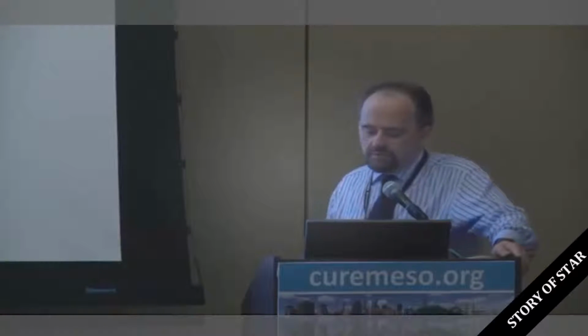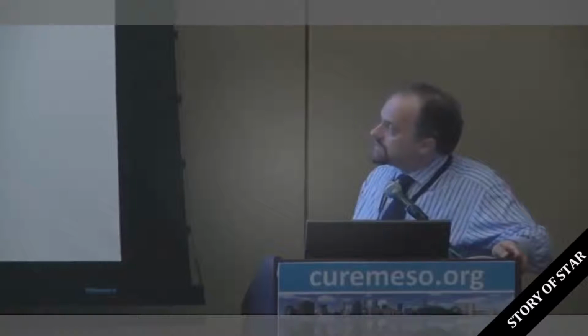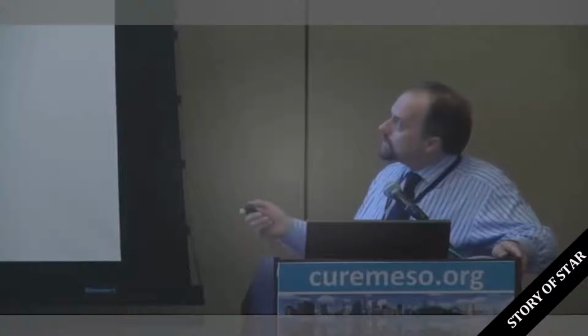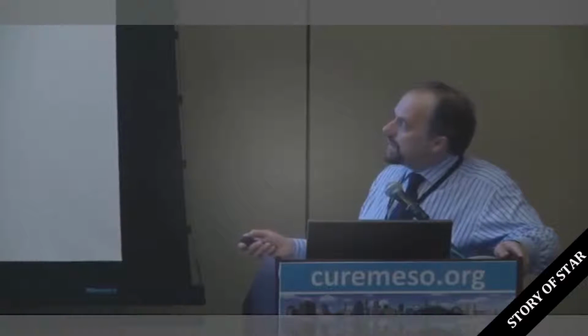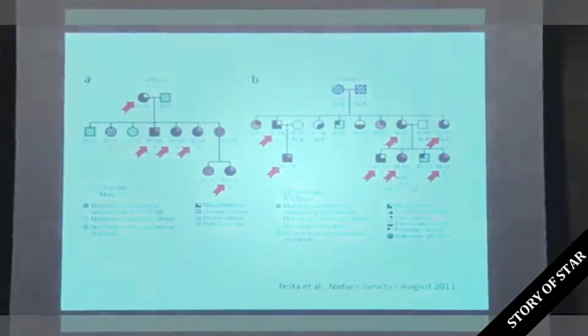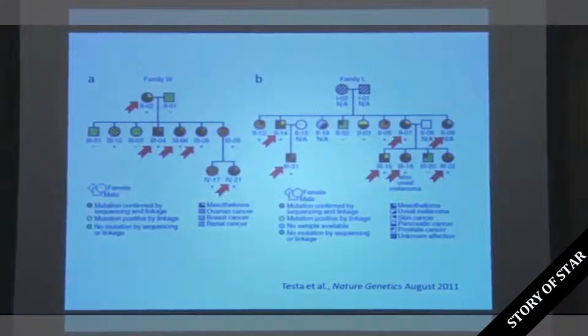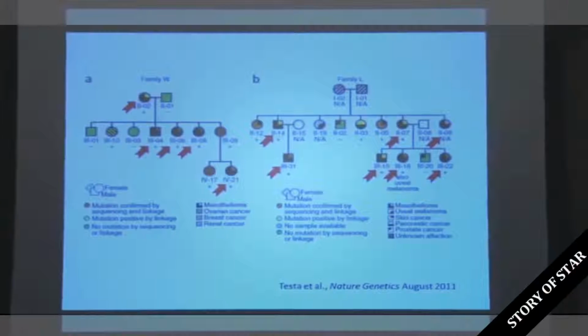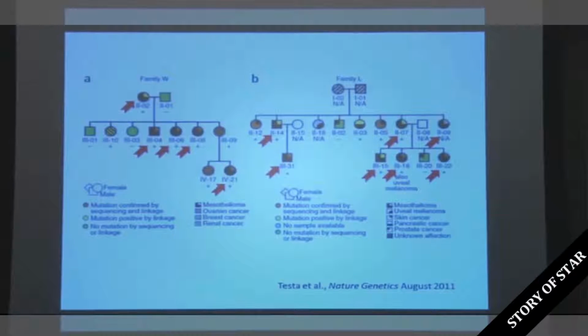So here's an example of the families from Joe Testa's report. Here you can see, just to simplify, I've indicated with the red arrows the family members who had mesothelioma. So you can see this very intense familial clustering of mesothelioma. Also note that some family members also had uveal melanoma, so the two do happen in the same families.